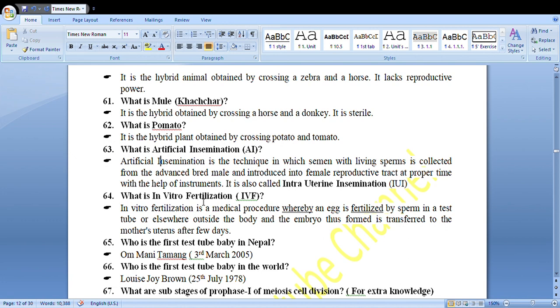What is in vitro fertilization (IVF)? In vitro fertilization is a medical procedure whereby an egg is fertilized by sperm in a test tube or elsewhere outside the body, and embryo thus formed is transferred to the mother's uterus after few days. The first test tube baby in Nepal is Om Modi Tamang. The first test tube baby in the world is Louise Joy Brown.